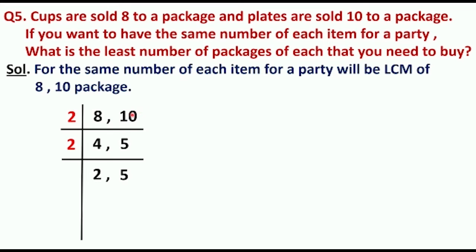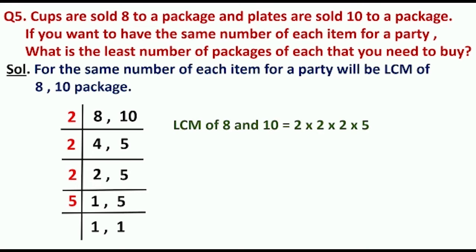Now again divided by 2, this 2 can be divided by 2. So divided by 2 you will get 1 and 5. Now divided by 5 you will get 1 and 1. So the LCM of 8 and 10 is 2 into 2 into 2 into 5. When you multiply all these numbers, the LCM is 40.